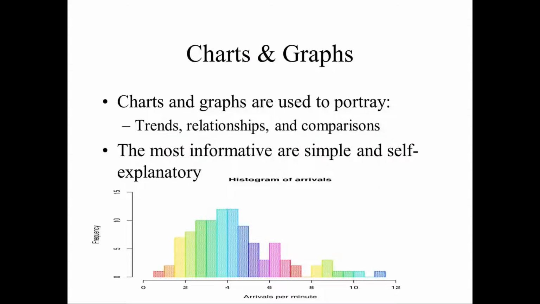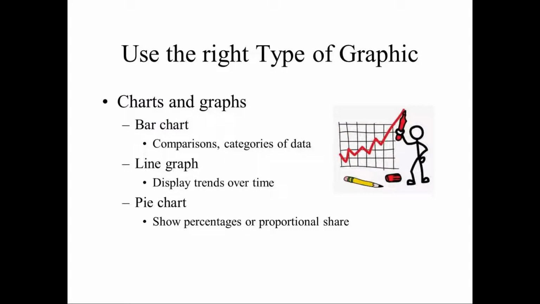And then in charts and graphs, they're usually used to portray trends, relationships, and comparison. The most informative are simple and self-explanatory. Here's a histogram. Use the right type of graphic depiction. There are bar charts, which are comparisons of categorical data, line charts, which display trends over time, and pie charts, which show percentages or proportional share.